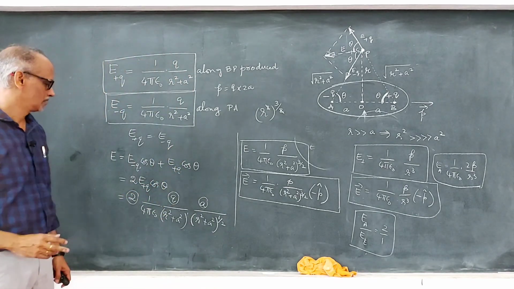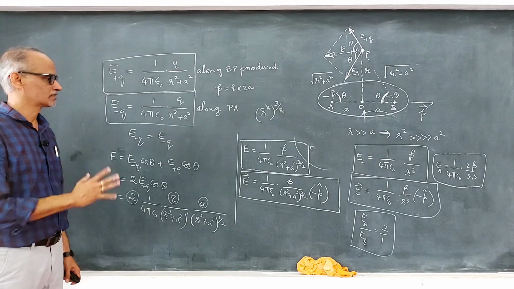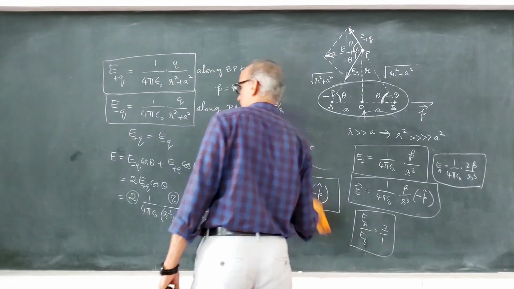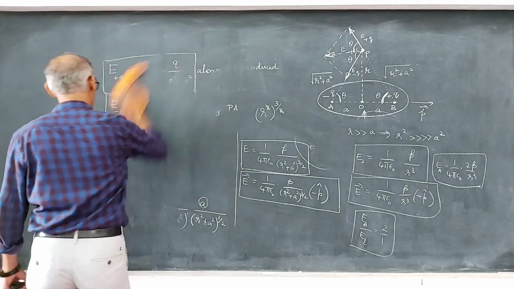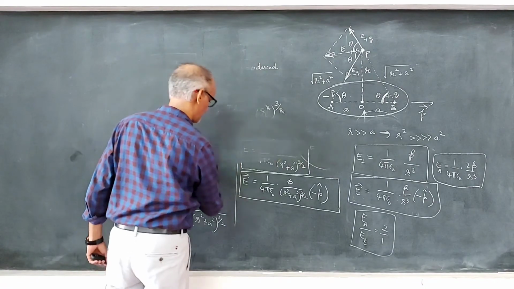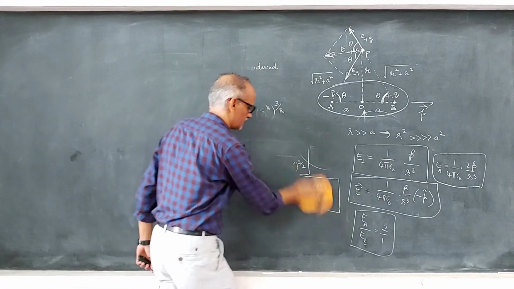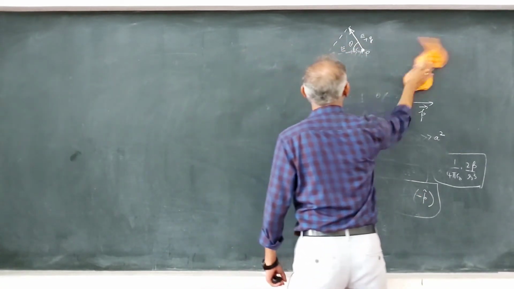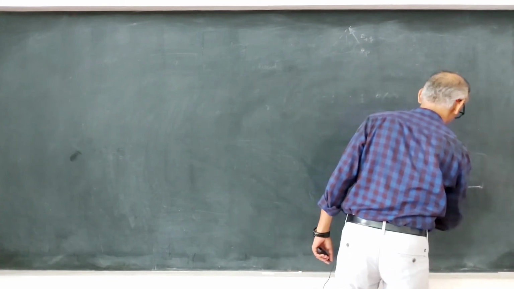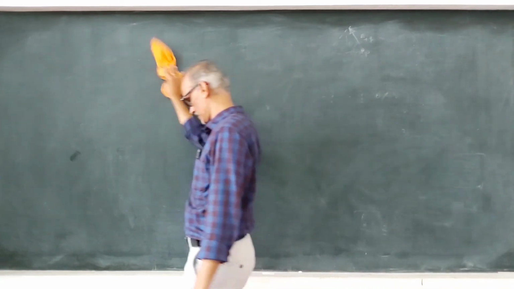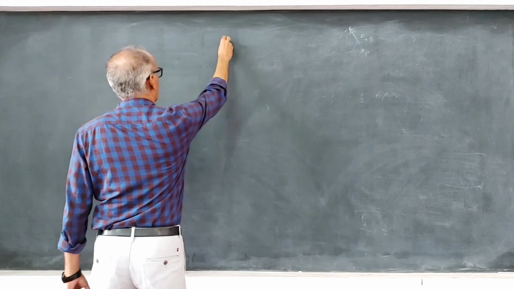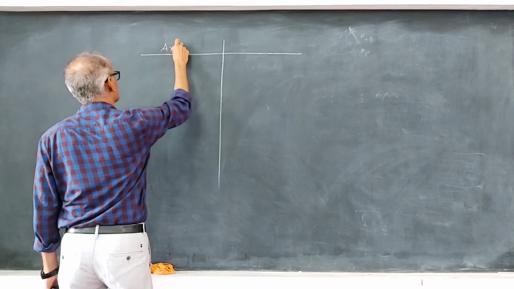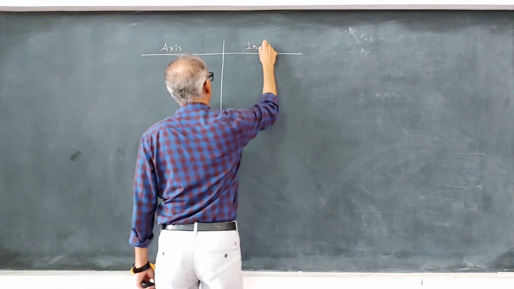So I hope the derivations are clear. We make use of the resolution of the vectors, and that's how this particular equation is derived. So I'm going to give the comparative equations of electric field due to an electric dipole, at a point on the axis and at a point on the perpendicular bisector.